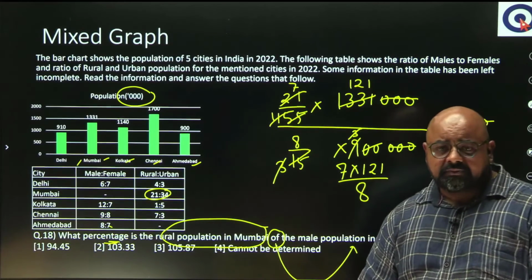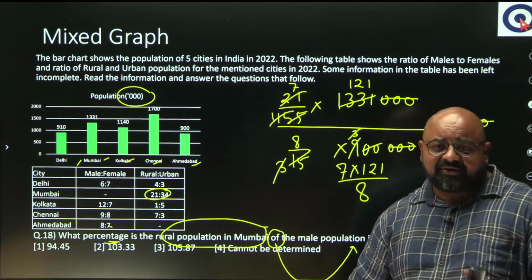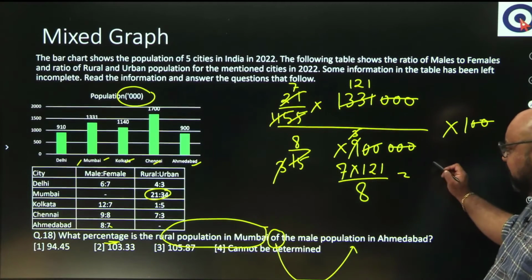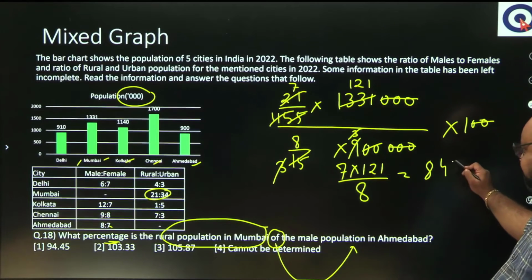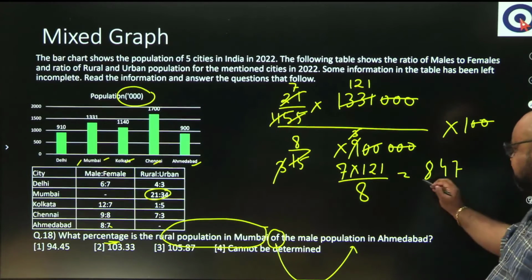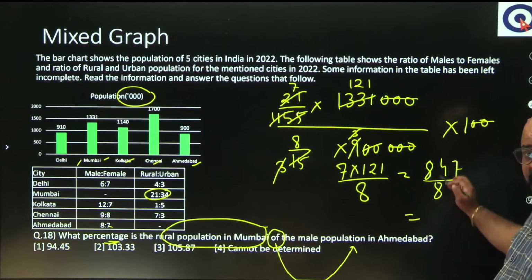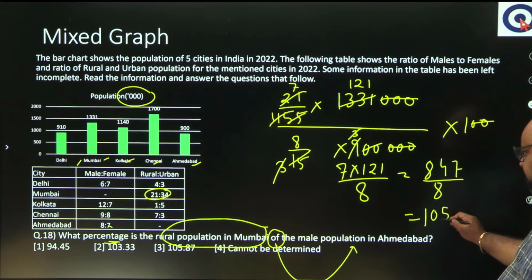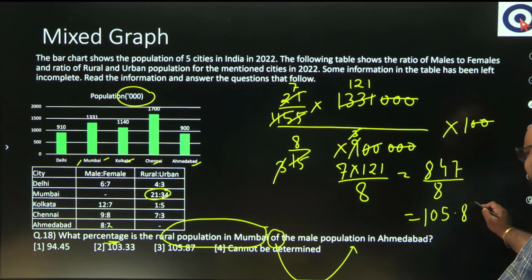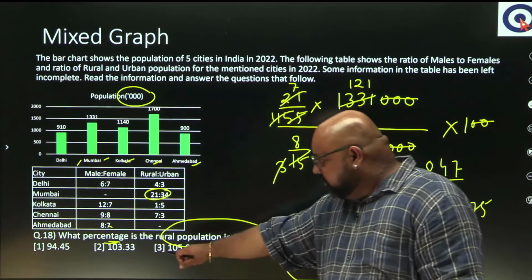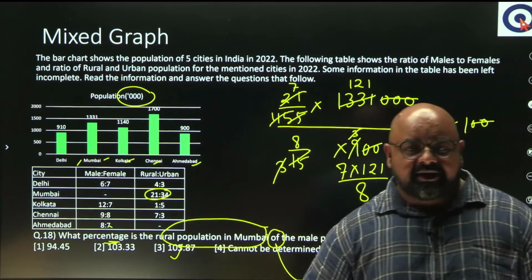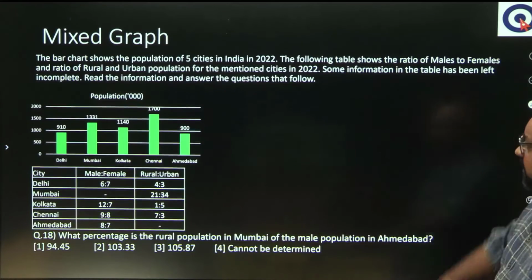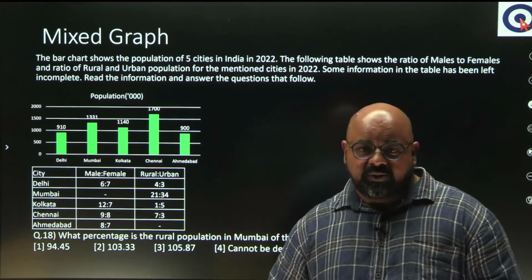so that is basically 7/8 of 121. So the answer will be a little less than 121. Let's try to calculate this. 7 into 121 will be 847. 7 12s are 84, 7 1s are 7, divided by 8. I make the division, 8 1s are 8, 0, 4 7, 8 5s are 40, 7, 7 by 8 is 875. As far as I remember, therefore, the closest, 105.87, becomes the answer. That is what I am expected to do in further questions as well.